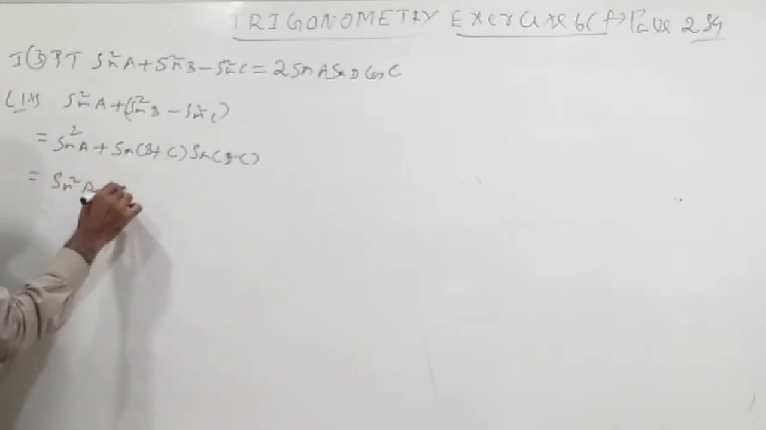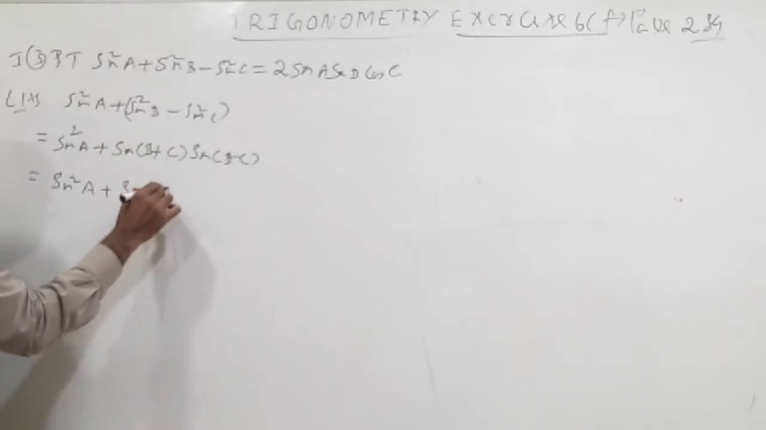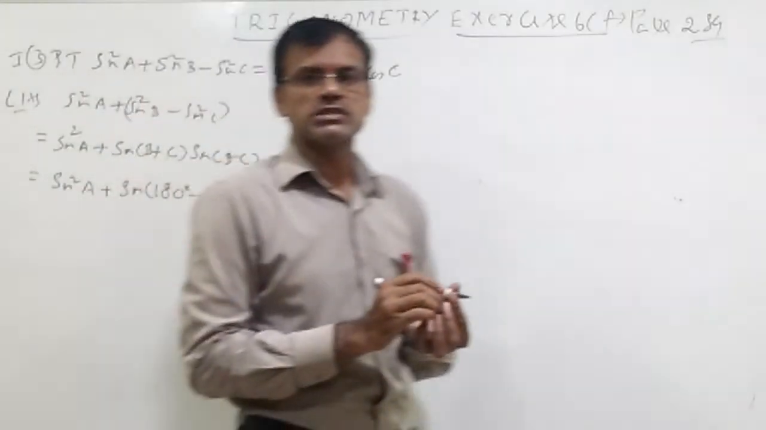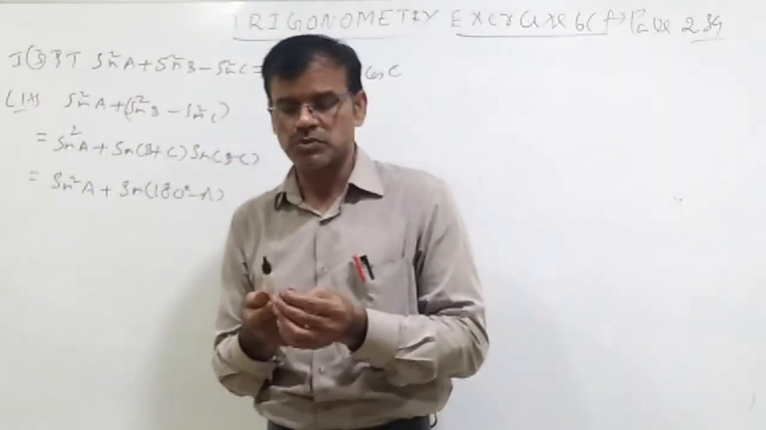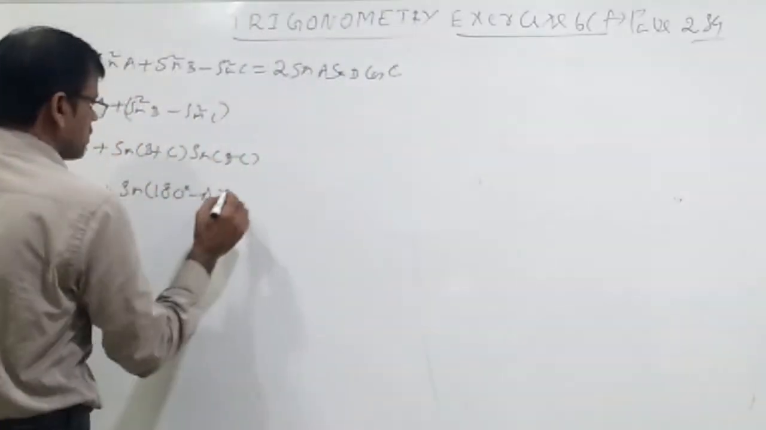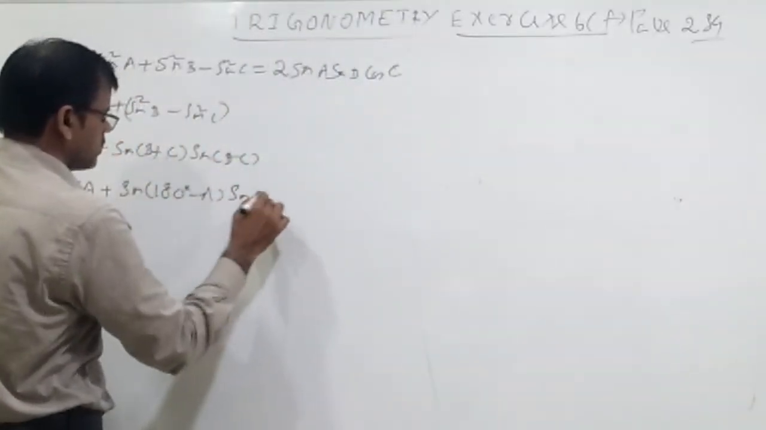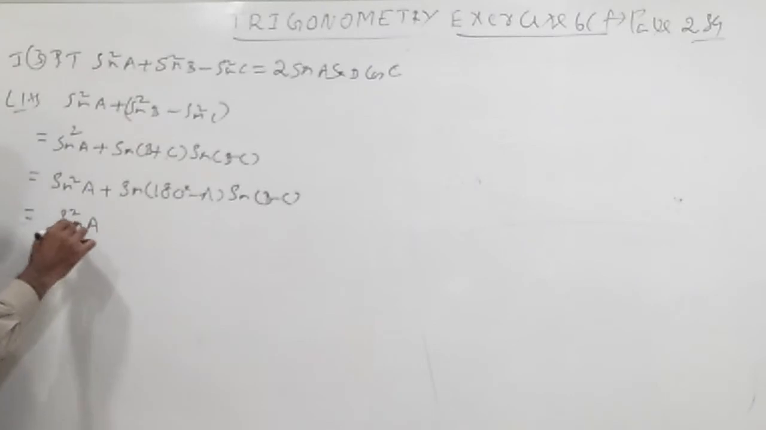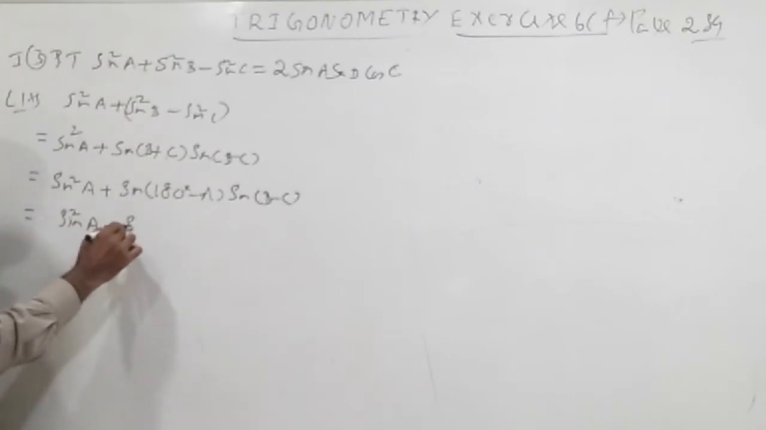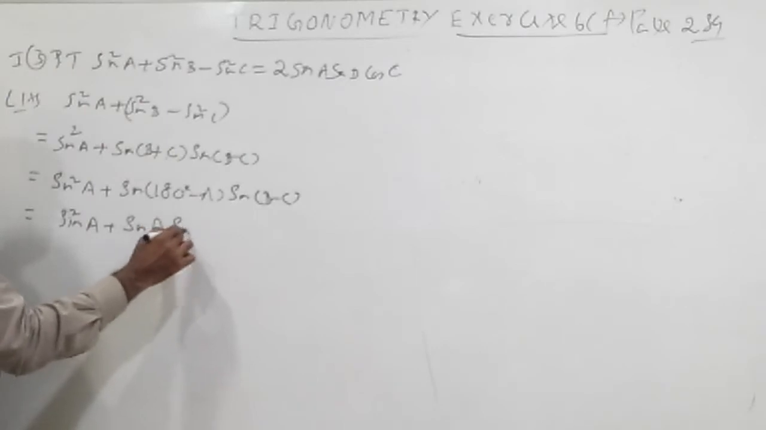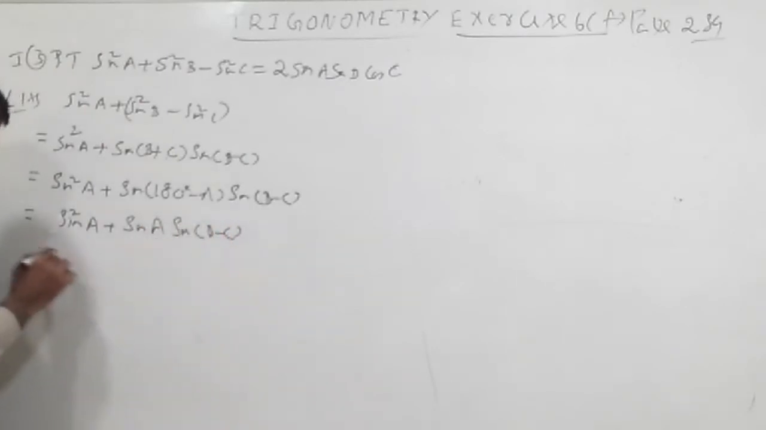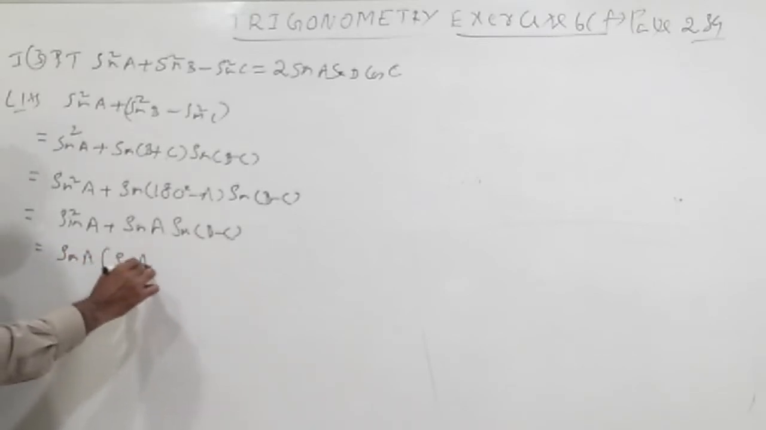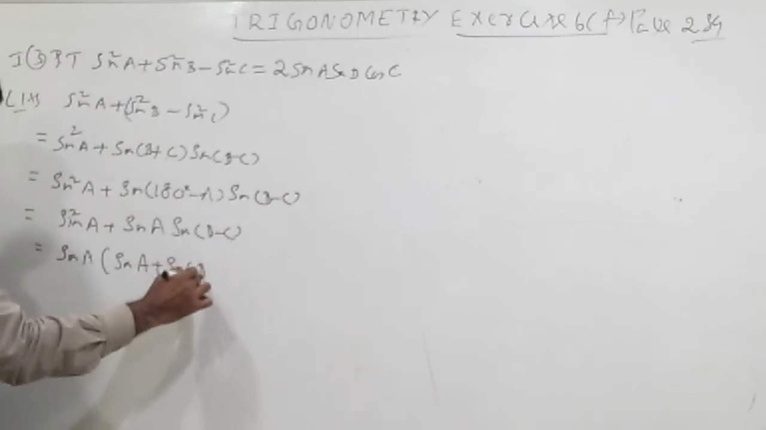sin square A plus, this can be understood as sin(180 degrees minus A), because it is given that A, B, C are angles of a triangle. Whenever angles of a triangle are given, A plus B plus C is equal to 180 degrees. So 180 minus A you can write. This is sin(180 minus A), this is sin(B minus C). Next step, we know that sin(180 minus theta) is sin theta, so this can be written as sin A. That is equal to sin A taken common, sin A plus sin of (B minus C).